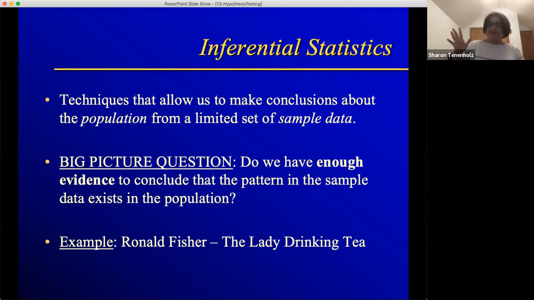And well, if that's wrong, then the only other possible explanation is that there is a difference, that we do have an effect here. And so this idea of starting from a place of skepticism and looking for data that we really would be unlikely to see if there's nothing going on, that is the way that we now do our statistics. And that is a brief version of this story about the lady drinking tea.